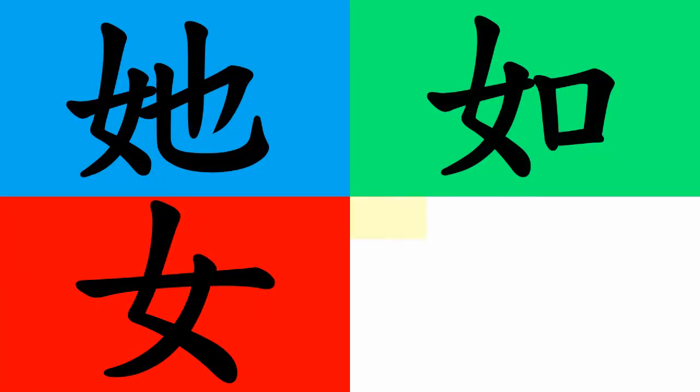Here is our color chart with today's 6 characters. 女, 她 for females, 如, 性, 好, and 要. To fix the characters in your memory, copy them onto colored sheets of paper as suggested in previous videos. Blue, green, pink, yellow, and white. Underline any homonyms and circle those characters with more than one pronunciation.